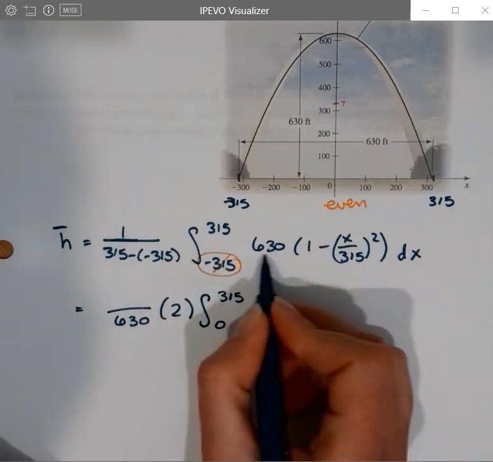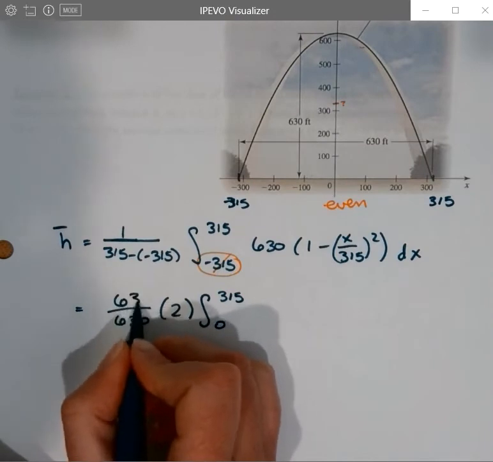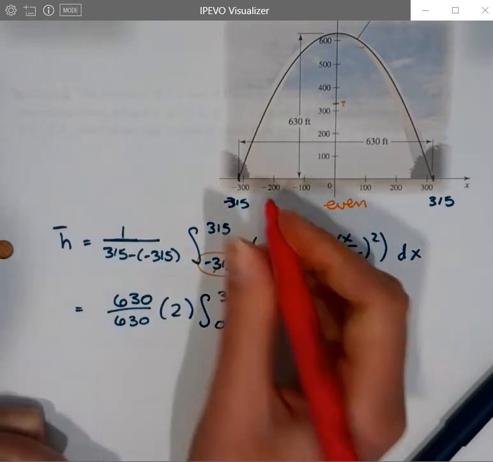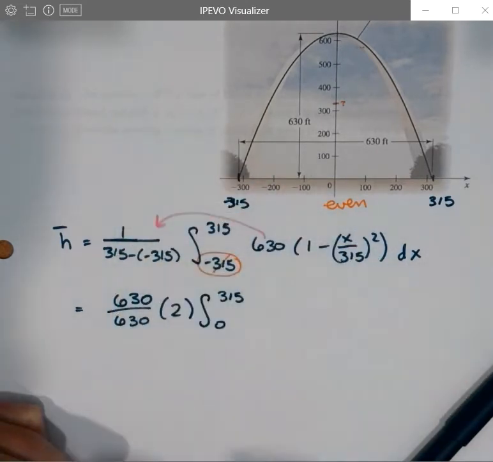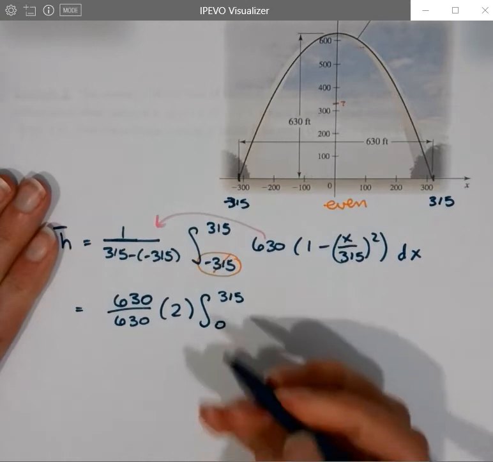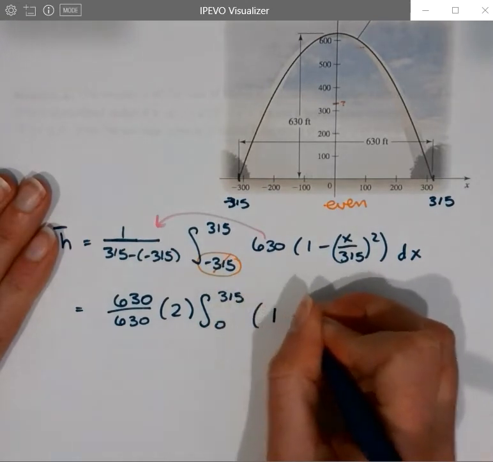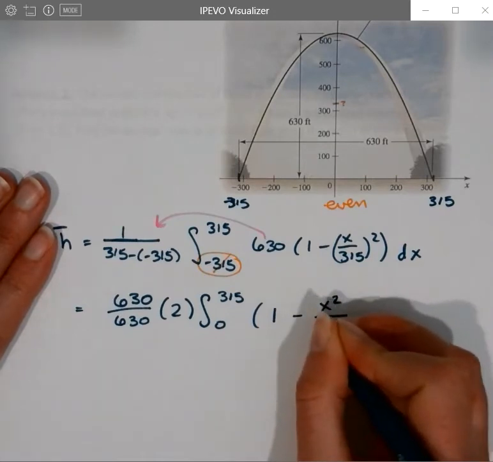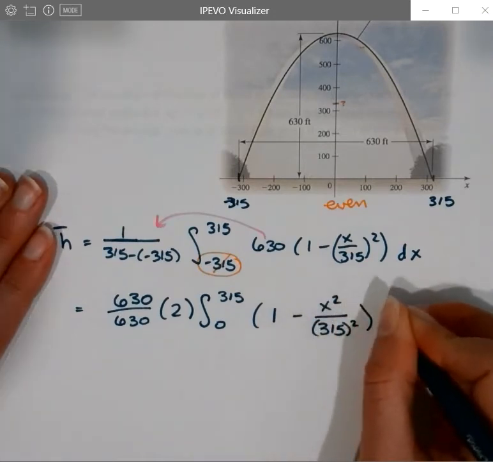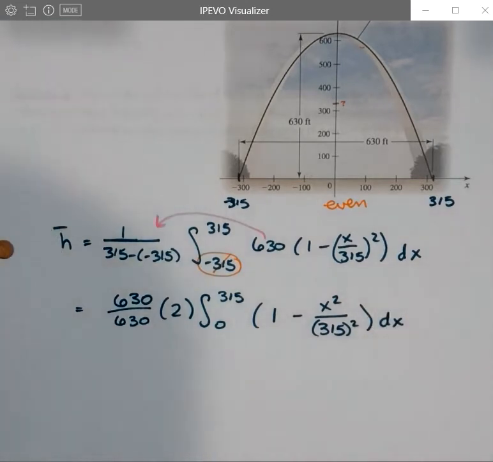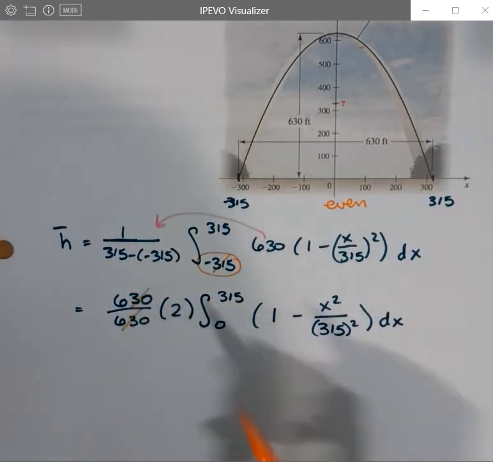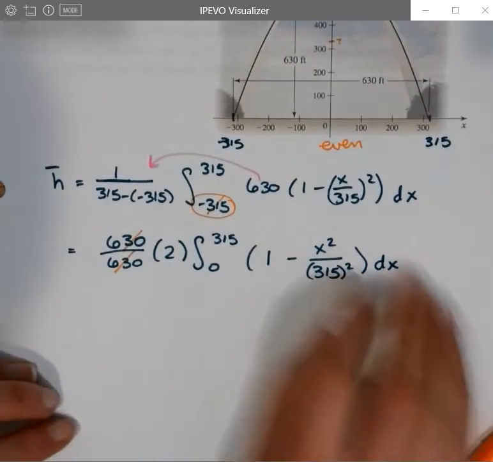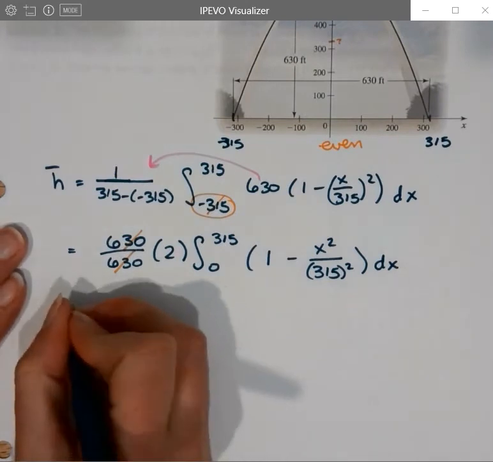And then this 630 we're going to take out here over this 630. They're going to cancel. So I'm also moving that one out just to get my coefficients all together, and because they cancel, I don't want to have extra 630s just floating around. And then now we have the 1 minus x squared over 315 squared dx. Okay, so I hope that looks good. And then we can reduce the 630s, and we're just going to do twice the integral from 0 to 315 of this function. Okay, so we're going to integrate now.